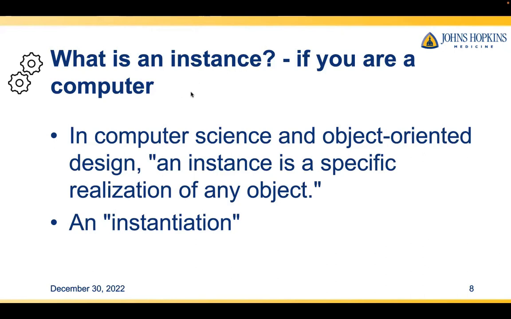So what is an instance if you're a computer? In computer science and object-oriented design, an instance is a specific realization of any object. Now in HL7 FHIR, an object is defined as a resource. So an instance is a specific realization of any FHIR resource or template. It's an instantiation. So in other words, now we're not just talking about how to define a patient, but we're talking about a certain patient on a certain date at a certain time with a certain name and a certain address and a certain date of birth. So it's a very specific instance of that patient resource or that patient template.